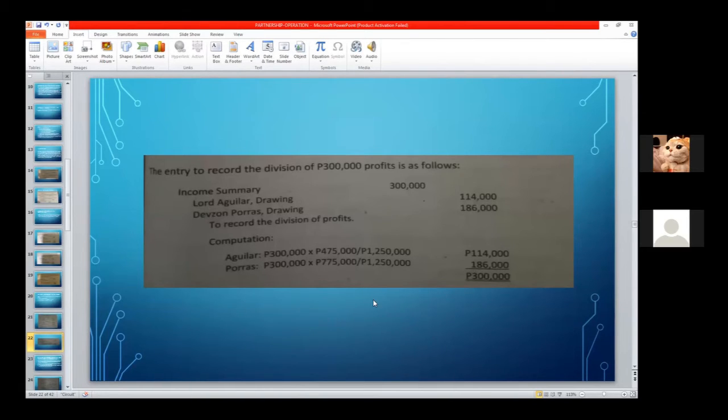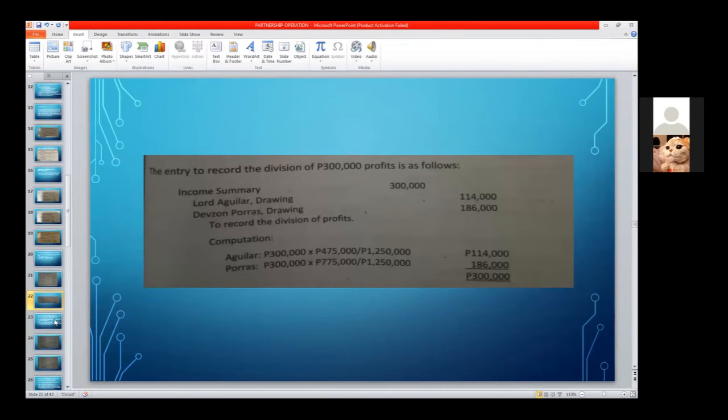So, yun. Ituloy ko lang. So, yung sa computation kay Aguilar and Porras, ganun din, 300 din yung average capital nila, which is yung 475 and 775. I-divide sa 1,250,000, which is yung total average capital balance. So, yan yung 114,000 and 186,000 ni Aguilar and Porras. So, ganon, 300,000 yung total and same siya doon sa profit na given. So, yun lang. Next na po.